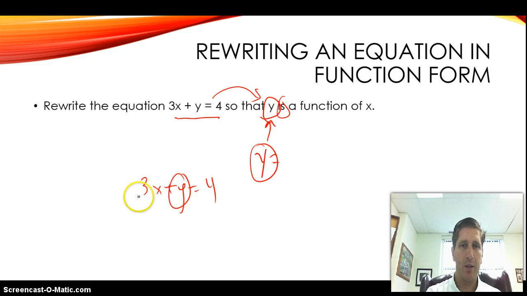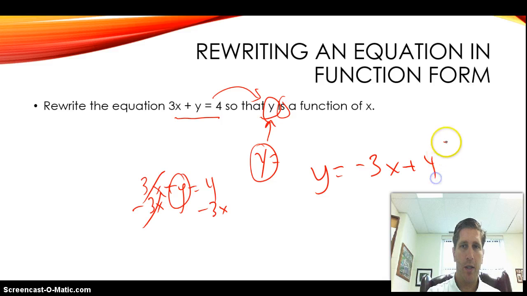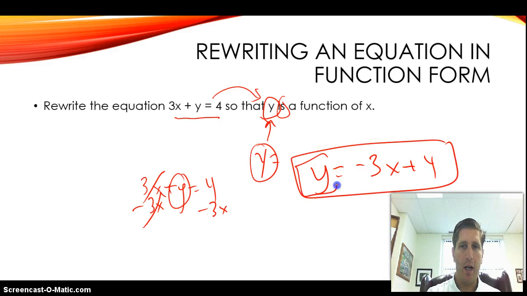So how do I isolate the y? I subtract 3x from each side. So I have y equals negative 3x plus 4. So I isolated the y by itself. Function form. Don't let that confuse you with the wording. Just understand that you're isolating one of the variables for itself. That will come up a lot when we're doing graphing, so this is kind of a pre-introduction to that.